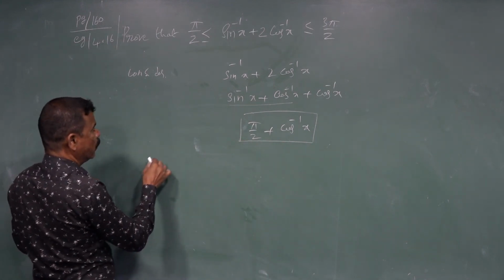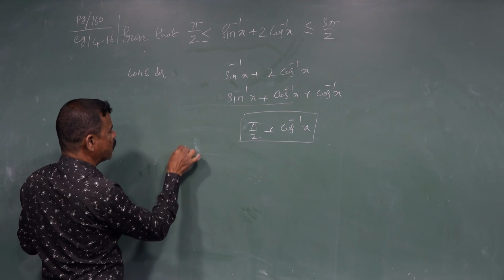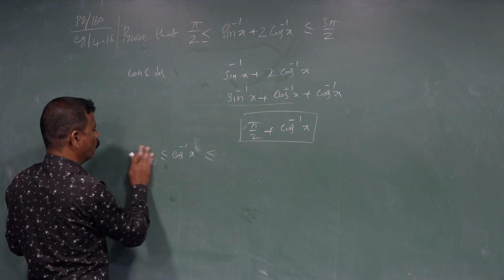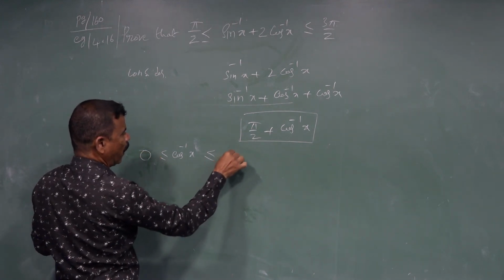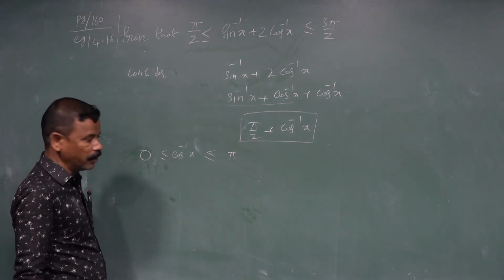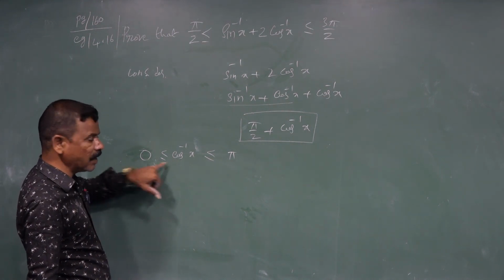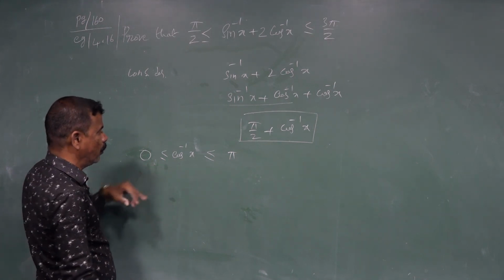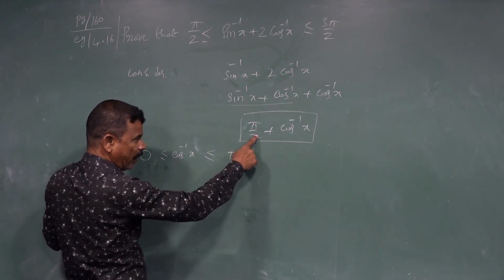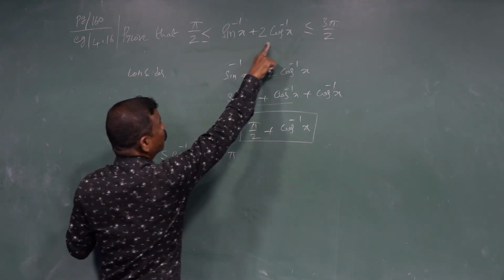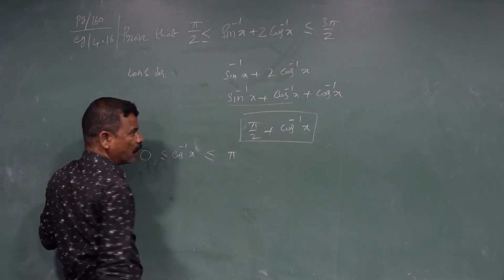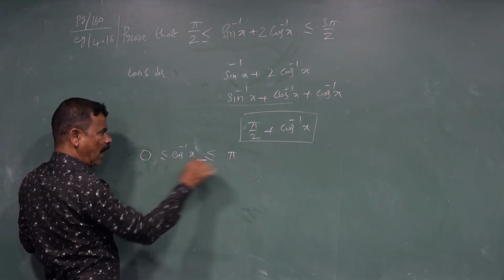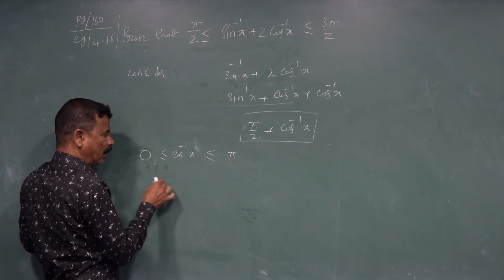Now actually cos inverse x lies between 0 to pi. This is the fundamental formula. Cos inverse x lies between 0 and pi. Now here cos inverse x plus pi by 2, having this function value, pi by 2 plus cos inverse x. So here we need pi by 2, so you add pi by 2 in the inequality.